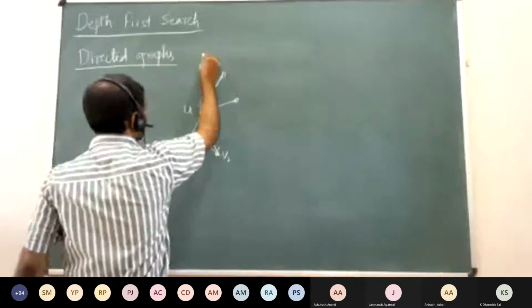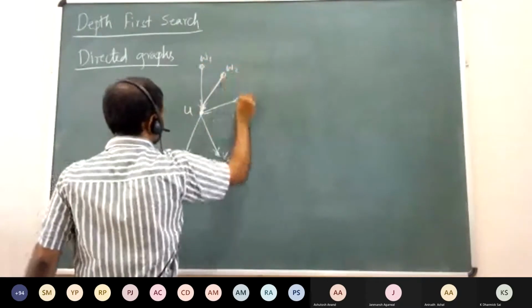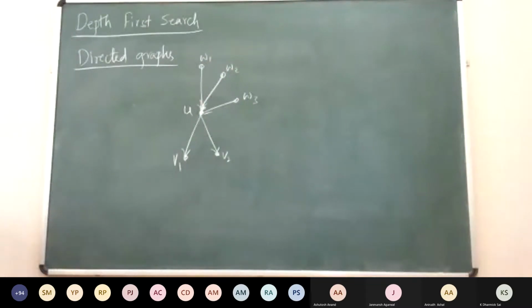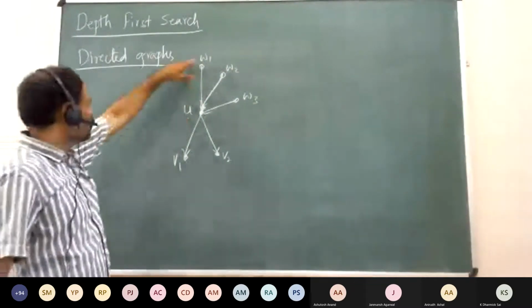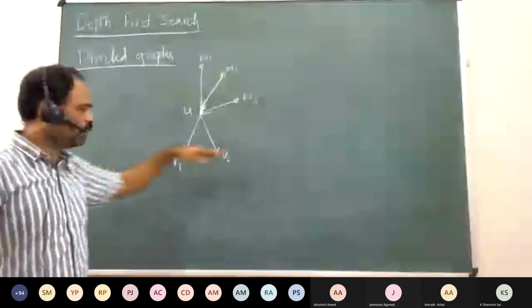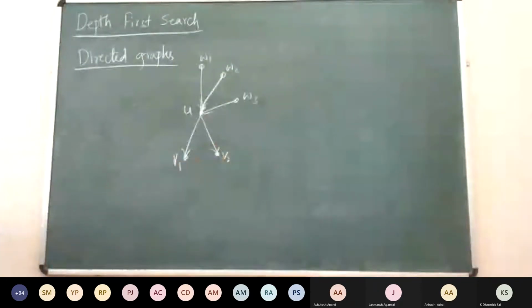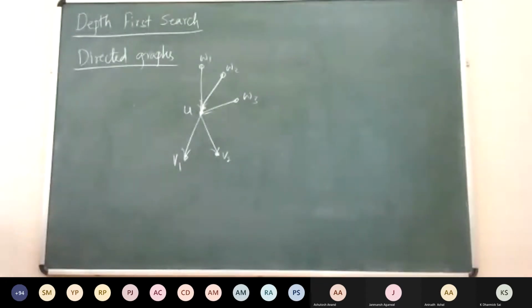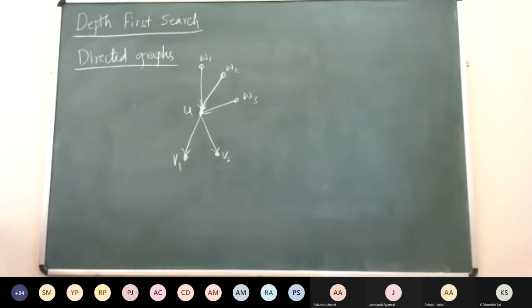You can't go to something like W1, W2 and W3 because these are in neighbors. You can't go out to them. You can come from them. You can come into this vertex U from any of these in neighbors and you will move to the out neighbors. So this is the only difference when we do depth first search in directed graphs. Here there are directions and we need to obey these directions when we are doing the traversal.